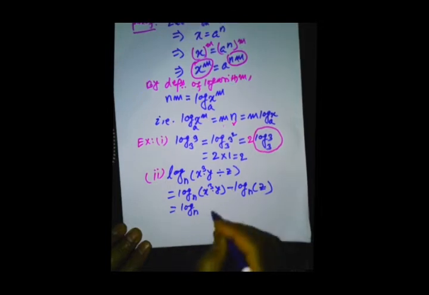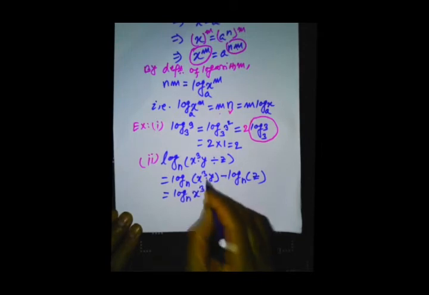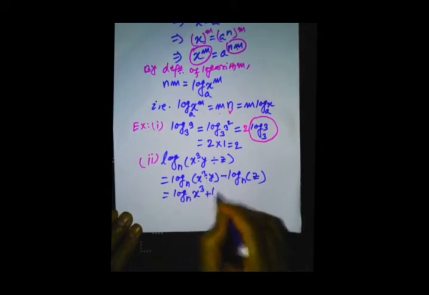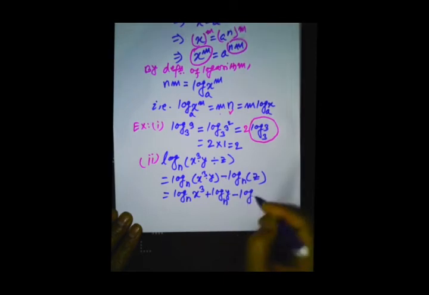the expanded form of the logarithm as log to the base n of x cube. In place of the multiplication we write plus, and then log y, and the base is n in this case, and we already have this term going on, so it is minus log z.